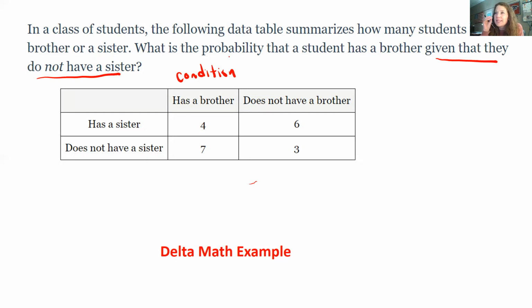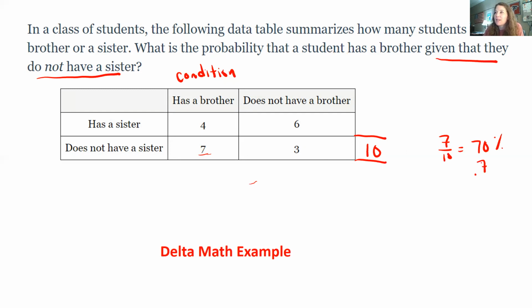So based on the condition that this person does not have a sister, how many people are we talking about? There I go again. Does not have a sister. So we're talking about 10 people. The condition is the person does not have a sister. What's the probability that that student has a brother? Well, 7 out of 10 is going to be the answer, 70% or 0.7.